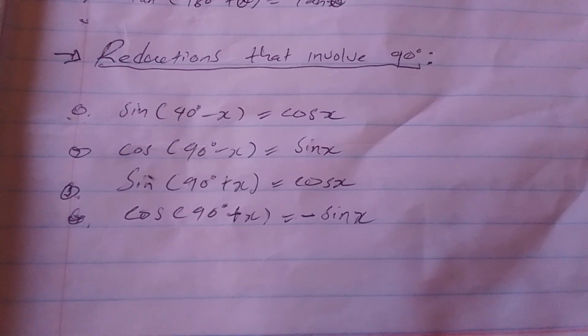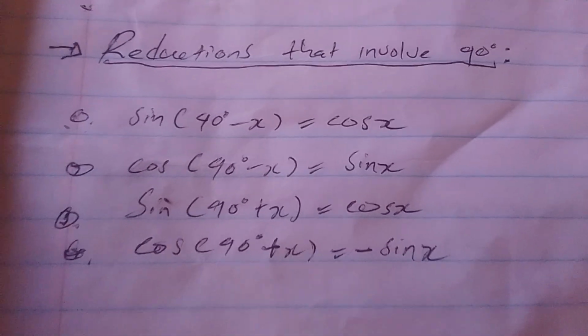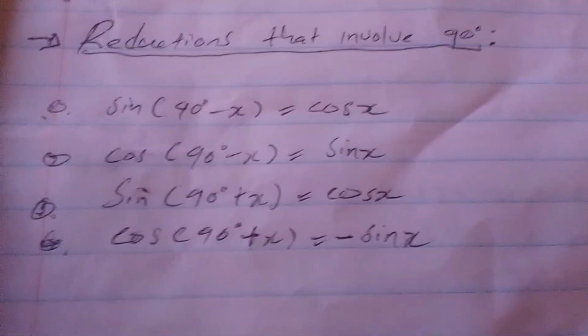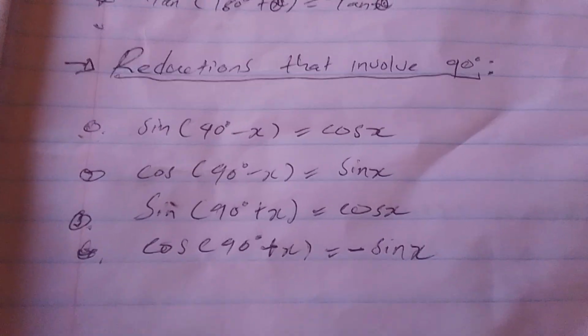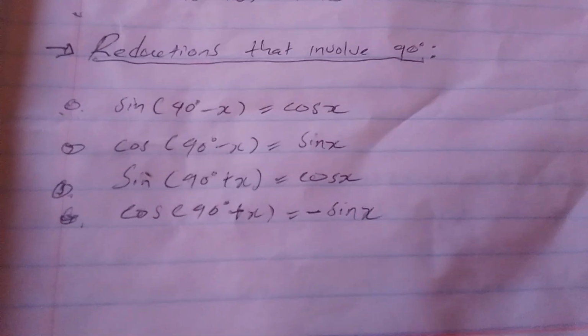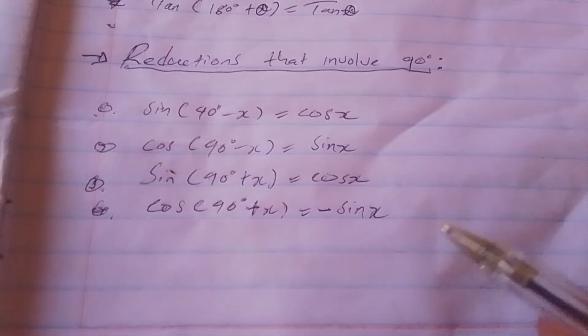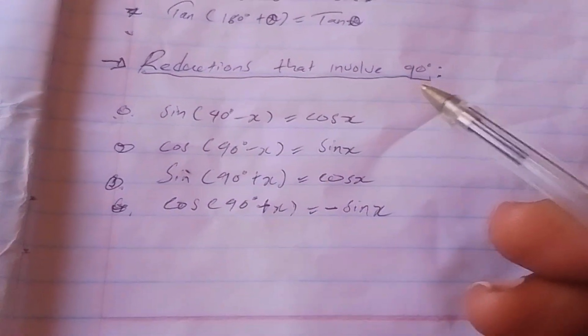Now let's go here. Reductions that involve 90 degrees. So these ones, they change. They become like friends, they become friends like that. Reductions that involve 90 degrees.